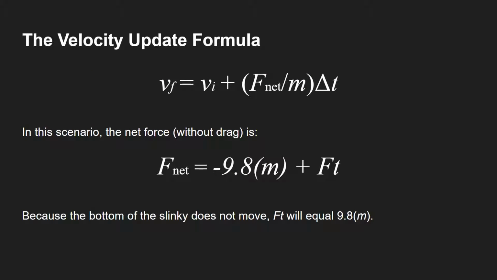Now, we need Newton's second law to give us the velocity update formula. With this, we get a final velocity when you input an initial velocity and add the net force divided by mass times the change in time. In this scenario, we know the net force without drag will be F net equals negative 9.8 times the mass plus the force of tension. And as we will see later, because the bottom of the slinky does not move, we know that the force of tension needs to be opposite the force of gravity. So it will just equal 9.8 times m in order to give zero net force.